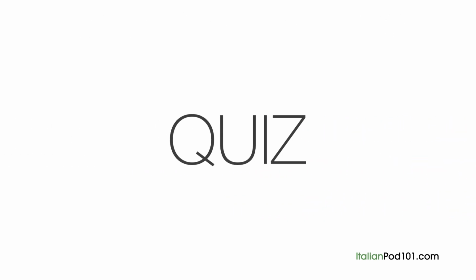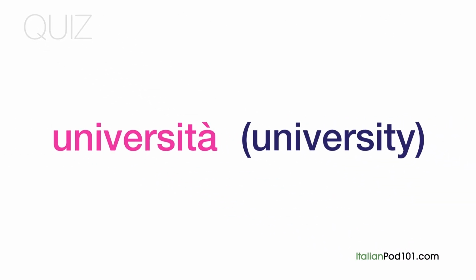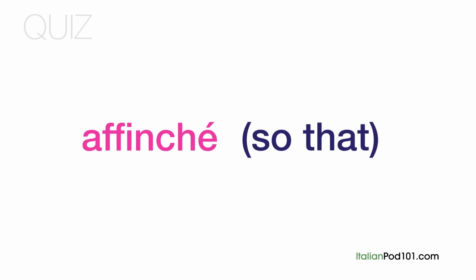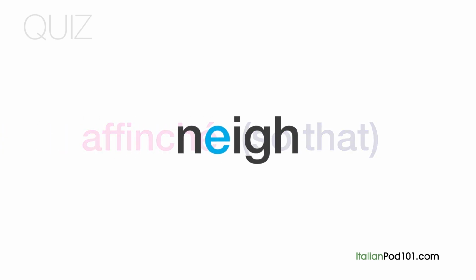Okay, let's conclude with a short quiz. Where should you place the stress for this word? università. The accent is on the vowel at the end of the word, so the answer is the last syllable. How about this one? telefonare. The answer is the second to last syllable. Remember, if you're not sure, the general principle is to stress the second to last syllable. Okay, last one. How do you pronounce this word? affinché. It ends with an acute accented E. This E sound is more like the one in the word nay.